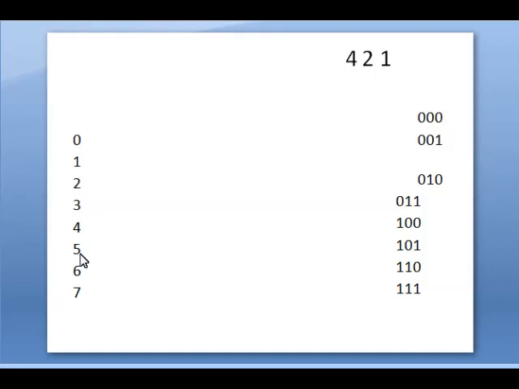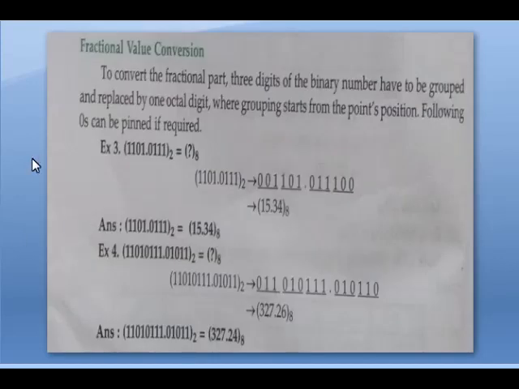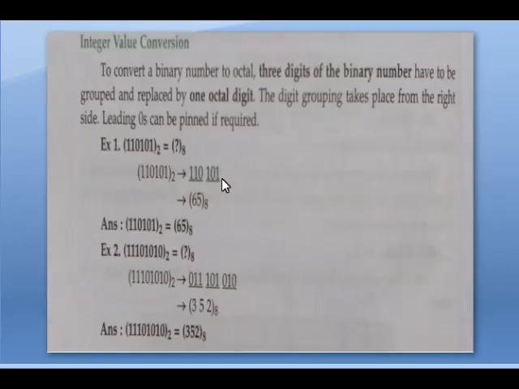101. The binary decimal equivalent of 101 is 5. So what you have to write, 101 means 5. Next is 011. 011 means here it is 1, 2, 4. 4 plus 2 is 6.